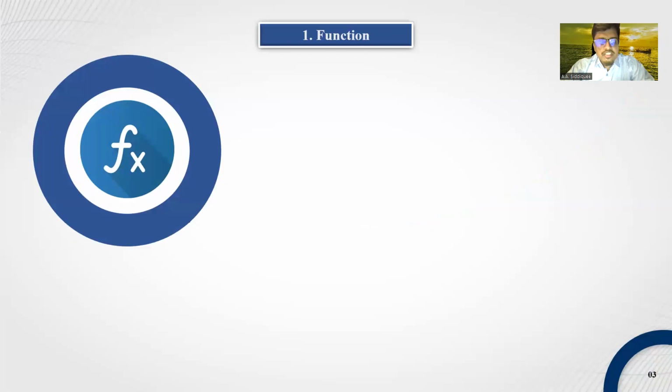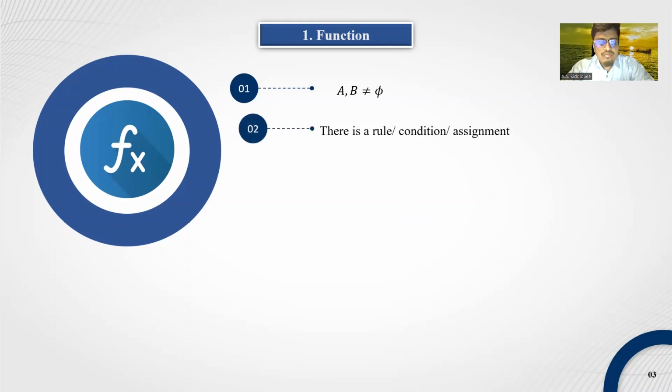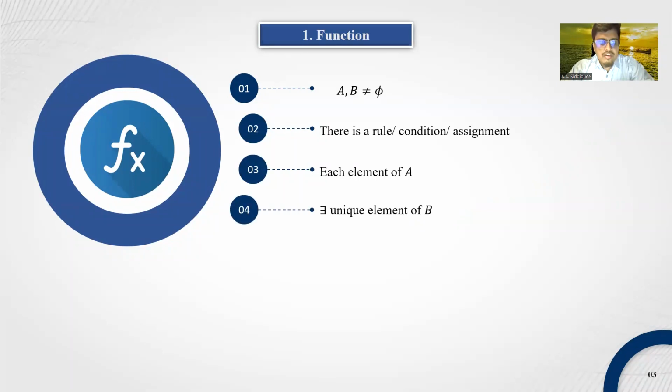Before giving the definition of a function, I want to give some key points for defining a function. We need two non-empty sets, say A and B. Then we will establish a rule of correspondence between the elements of sets A and B. The rule is that for each element of A, there exists a unique element of B. If this happens, we will say the rule is a function.